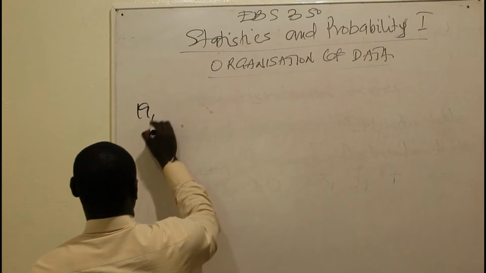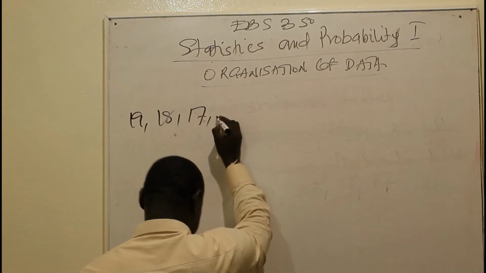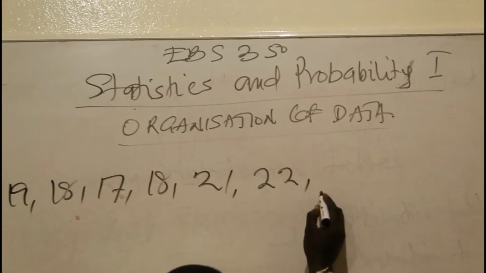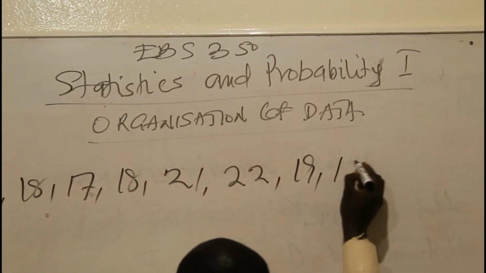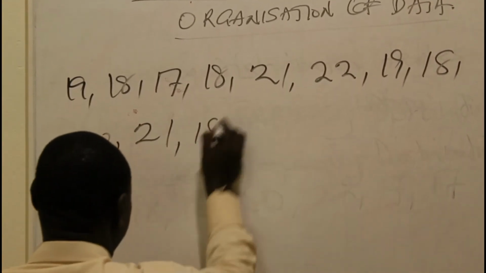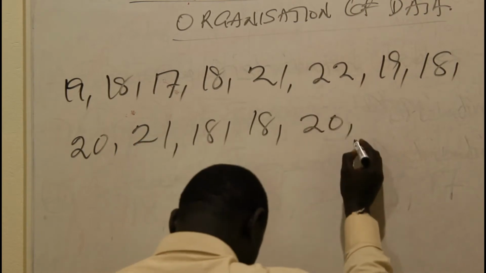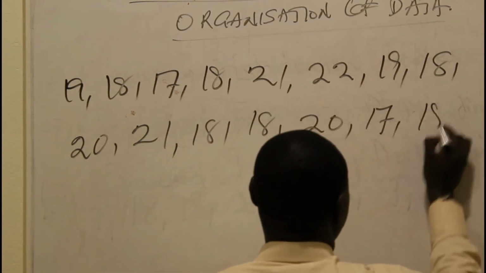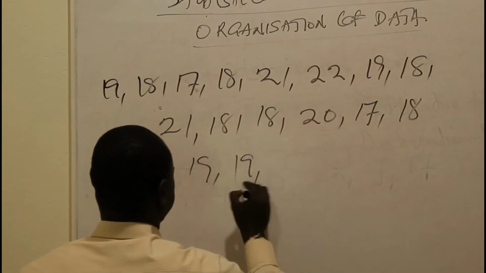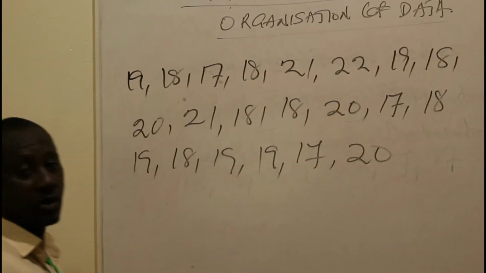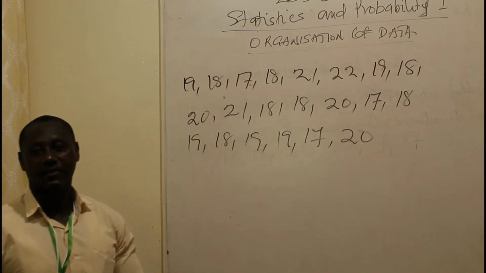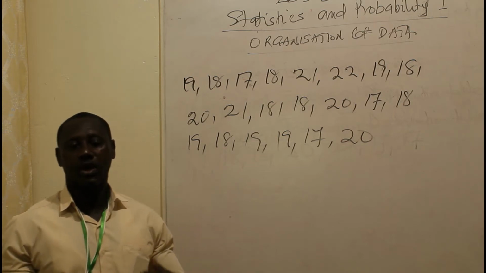So we have 19, 18, 17, 18, 21, 22, 19, 18, 20, 21, 18, 18, 20, 17, 18, 19, 18, 19, 19, 17, and then 20. So these are the ages of the 20 students in the class. And if you go through the data values, you will see that the data values are closer to each other. And therefore, we are going to use the ungrouped frequency distribution table.